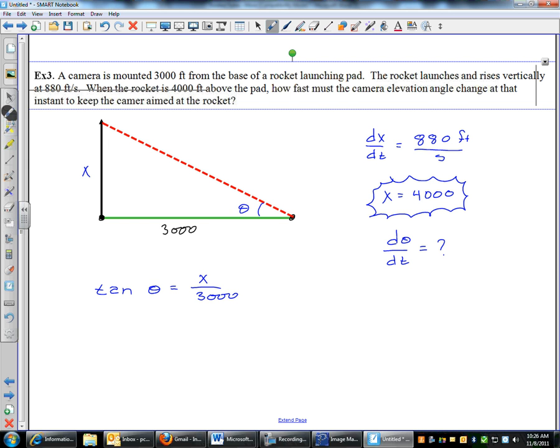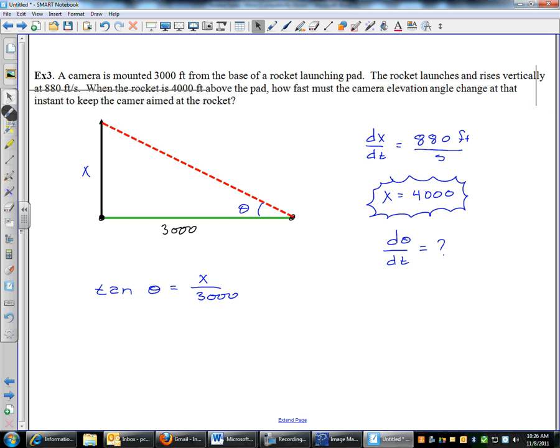Now what? Find the derivative. Okay, somebody other than William. What's the derivative of this? Secant squared. Y'all remember that? Derivative of tangent is secant squared. Okay, keep going.